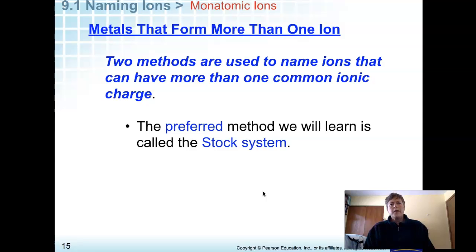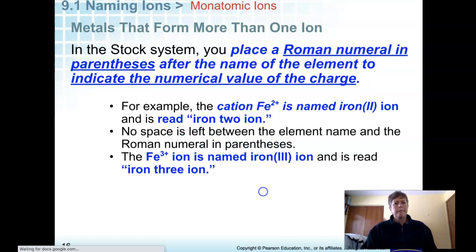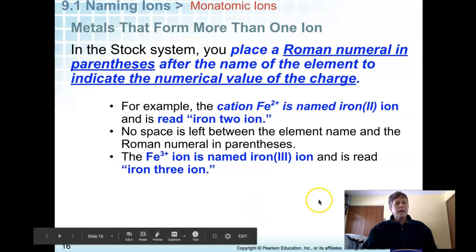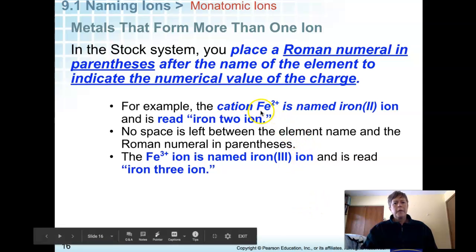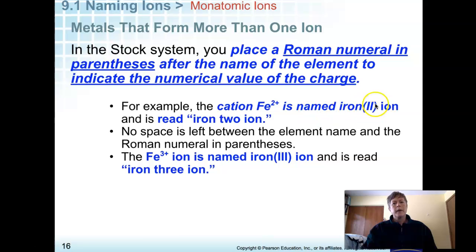There are 2 methods used to name ions. One of them, the classical method, isn't very good. So we tend to use what's called the Stock system. What you do with the Stock system is place a Roman numeral in parentheses after the name of the element to indicate the numerical value of the charge. So for example, with iron, that's the +2 charge, you can see it's named iron and then parentheses Roman numeral 2. If it's iron 3+, then you're going to put the iron Roman numeral 3 ion. Do you see how that works?